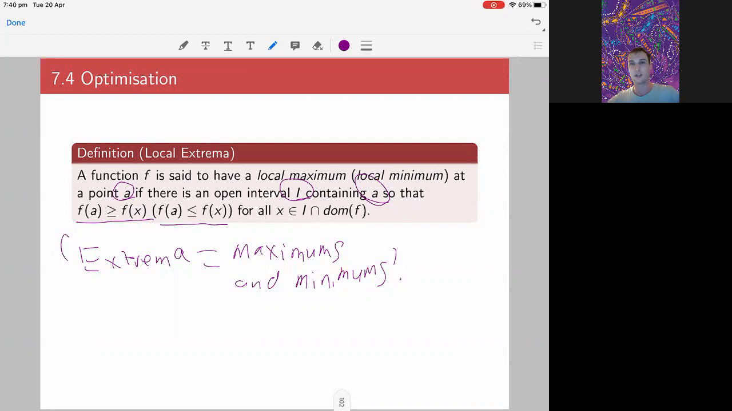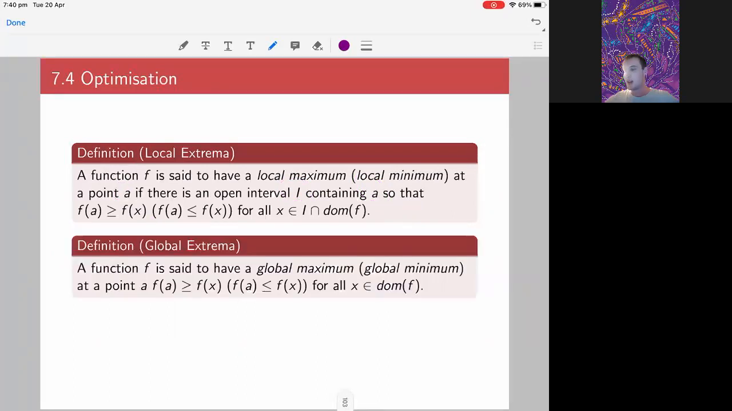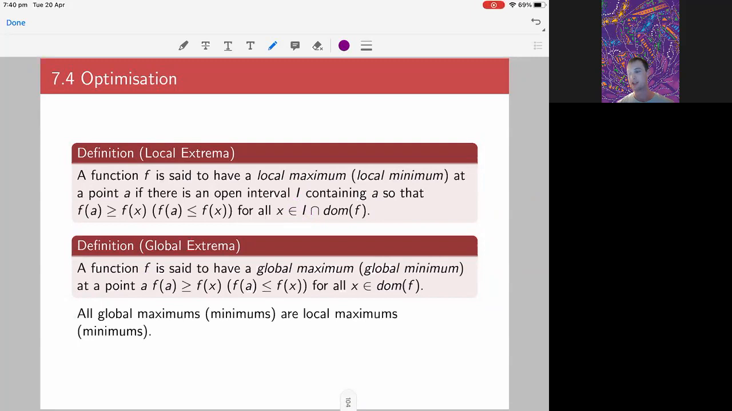This was local. We can also talk about this globally as well. Globally just means we drop the reference to this particular open interval I. So a function f having a global maximum at a particular point A means that f of A is greater than or equal to f of x for all x in your domain. On the other hand, of course, a global minimum means that f of A is less than or equal to f of x for all x in your domain. Maybe this is obvious, but probably worth mentioning that any global maximum is going to be a local maximum, and any global minimum is going to be a local minimum as well.